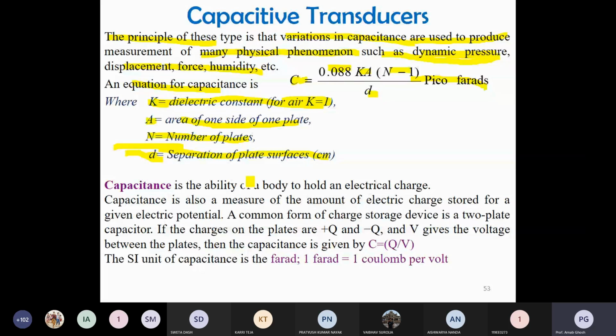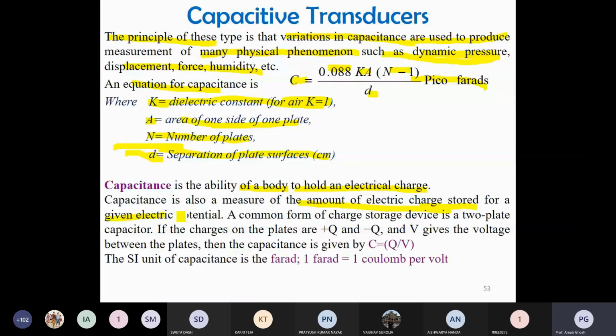So in a capacitor, normally what happens? You are storing electrical energy, and in an inductor, what are you doing? You are storing magnetic energy. So that's the capacitance. You can say it like that. Capacitance is also a measure of the amount of electric charge stored for a given electric potential.